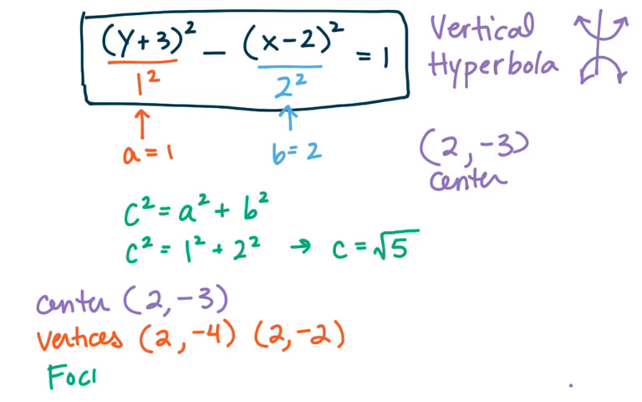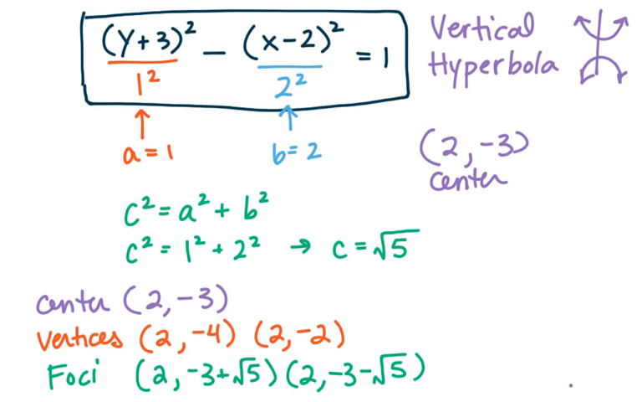My foci, I'm adding and subtracting a c value. That's going to be (2, -3 plus the square root of 5), and (2, -3 minus the square root of 5).